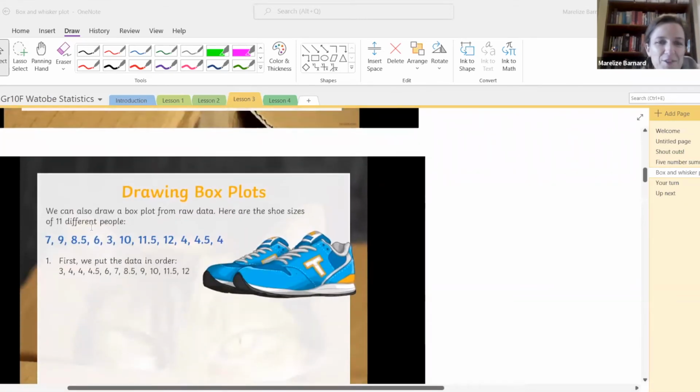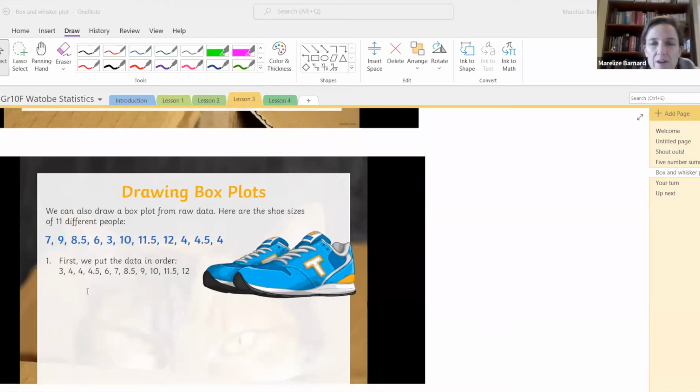Okay, so first we put the data in order. So check that your data is in order. And now we are going to find our median, min, max, lower quartile, upper quartile.